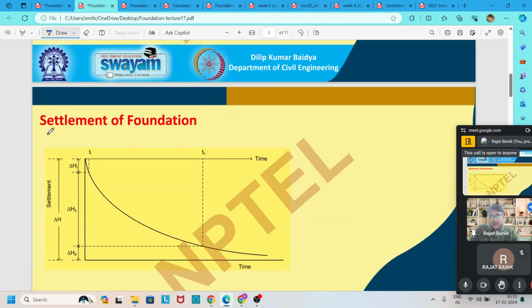Here is the time versus settlement curve. You see that immediate settlement occurs immediately after the construction of the foundation, and then primary settlement occurs over time t, due to consolidation, and then there is secondary settlement due to sinkage or other factors.